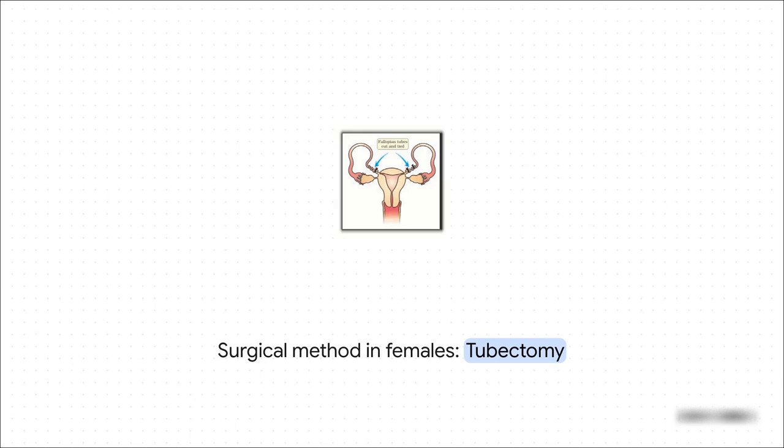Way on the other end of the spectrum, we have the surgical methods. For females, this is called a tubectomy, where a small part of the fallopian tube is basically cut and tied. For males, it's a vasectomy involving the vas deferens. Now, while these surgical sterilizations offer a near 100% success rate, they are absolutely considered terminal methods. Why? Because their reversibility is incredibly poor. Once it's done, it's pretty much done.